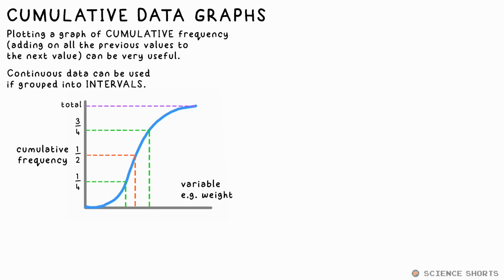We often split this data into quartiles, going from 0 up to a quarter of the total frequency. We can find at what value a quarter of the sample group are below. This is the lower quartile. Doing the same at 3/4 of the total frequency gives us the upper quartile. Doing half gives us the median value. More on this in a minute.